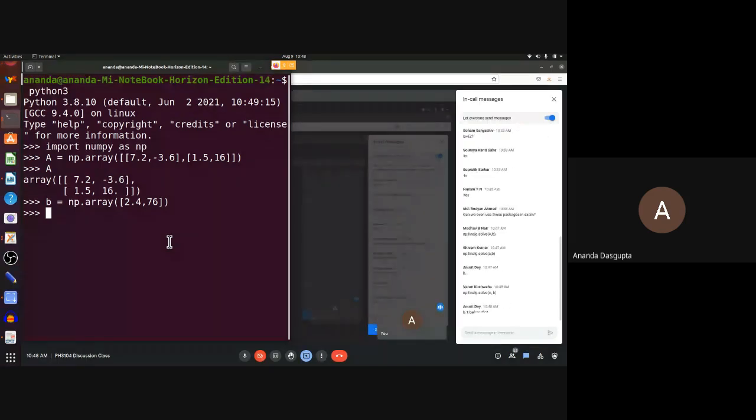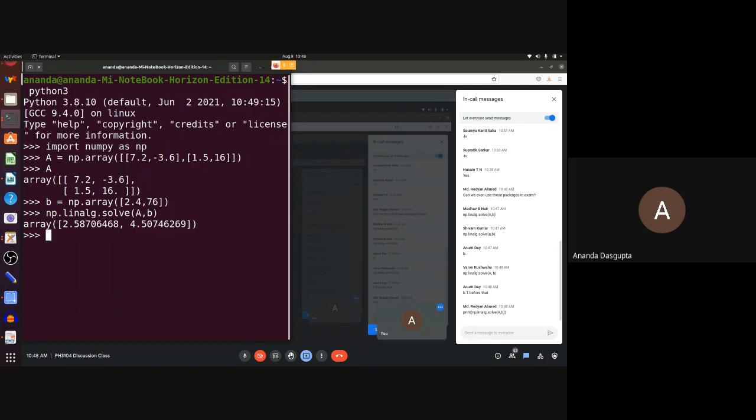Okay, and it seems many of you have already learned this. There are various ways, by the way. You can actually invert the matrix and then multiply that by B. But the easiest way would be simply to use the solve function. This is not the only way, there are other ways. And that tells you what the two values are going to be. A and B are 2.587 and 4.5 respectively.